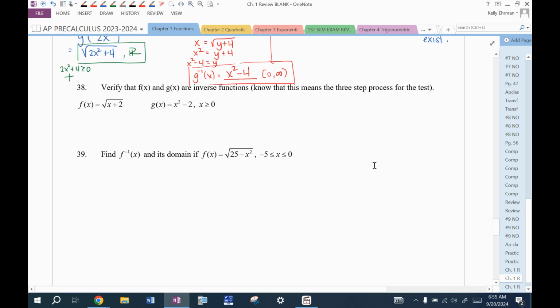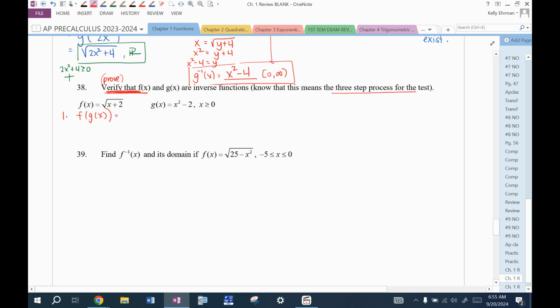Okay, number 38. This is one of the kind of longer problems. When you see the directions, part of this is studying directions. When they say this, I do this. So when you see verify, that kind of means prove. Verify f of x and g of x are inverse operations or inverse functions. So now I'm not going to prompt you like this on the test, but you need to know that this means there's that 3-step process that we do. The first step is f of g of x.